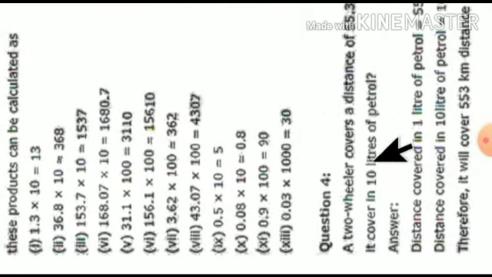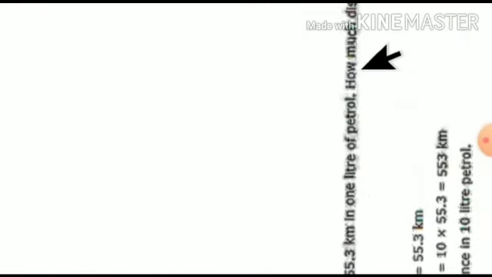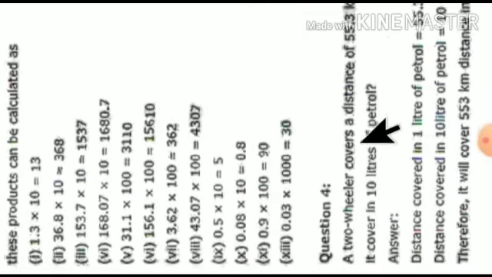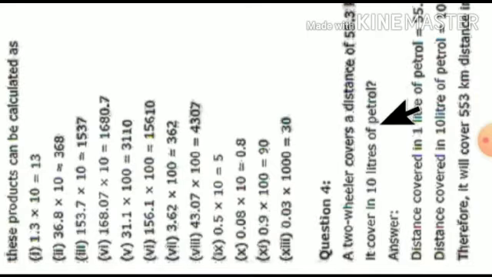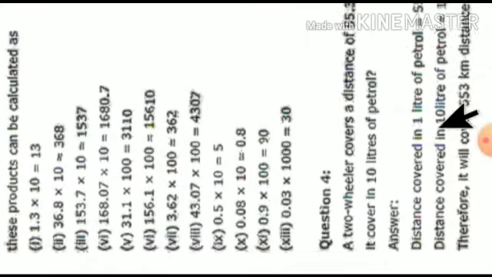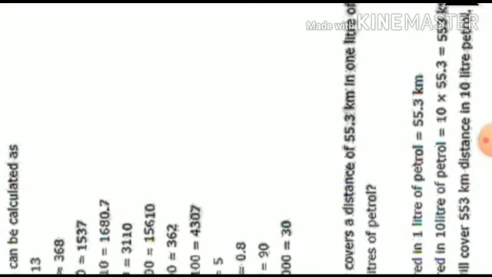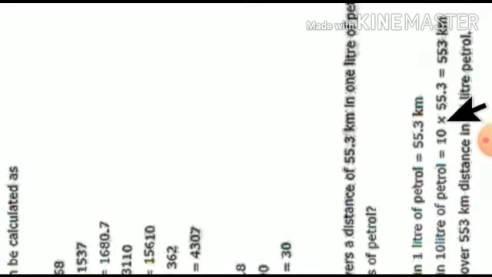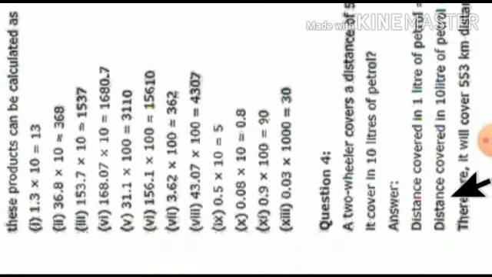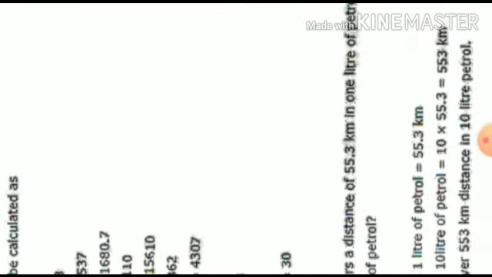A two-wheeler covers a distance of 55.3 km in 1 liter of petrol. So how much distance will it cover in 10 liters of petrol? Okay. So distance covered in 1 liter of petrol how much? 55.3 km. So distance covered in 10 liters of petrol equal to 10 into 55.3 equal to, again when 10 will be multiplied by 55.3, this point will shift to the right side equal to 553 km. So it will cover 553 km distance in 10 liter petrol.